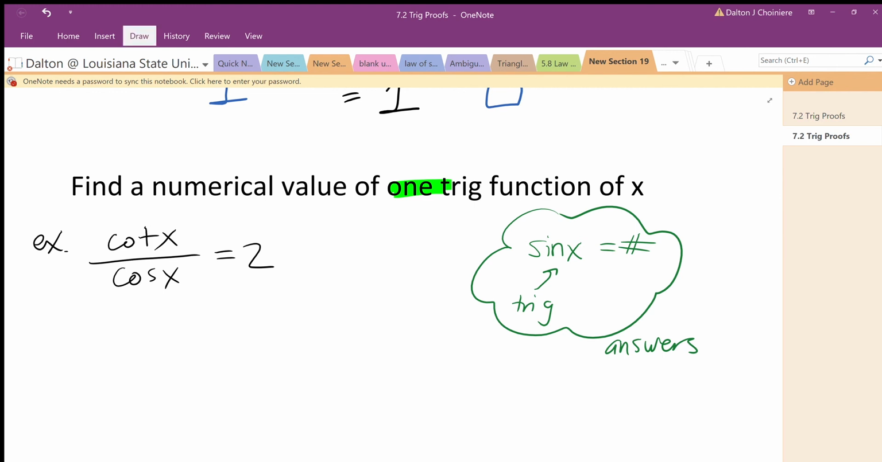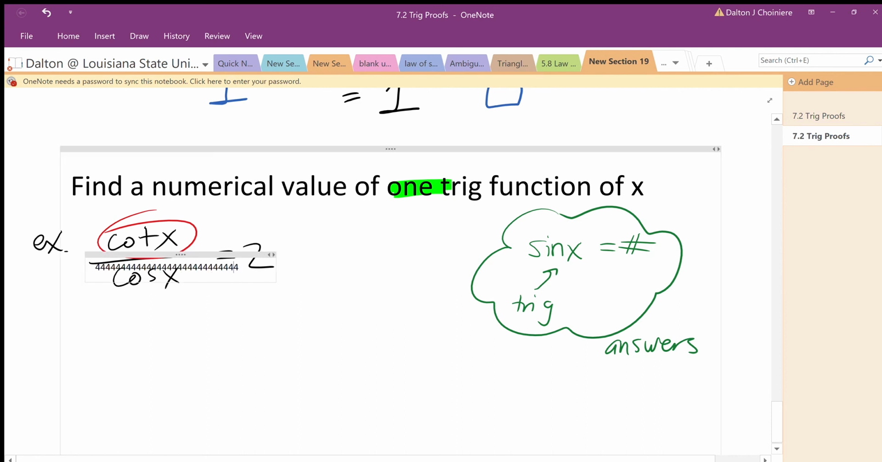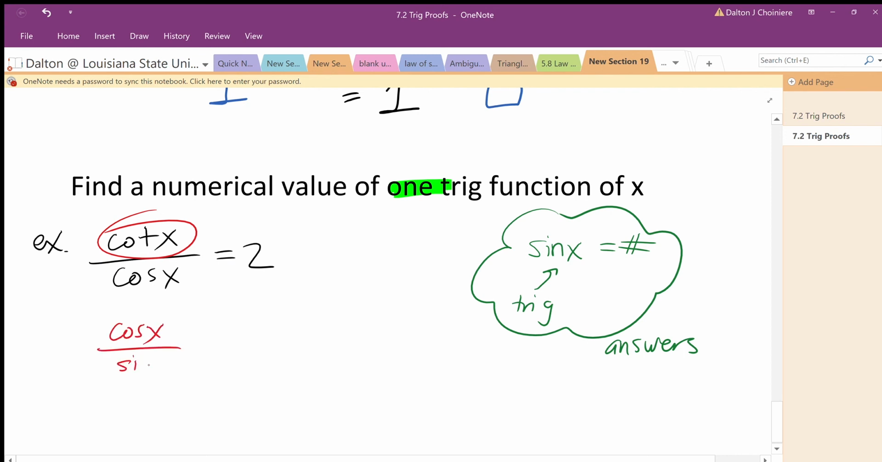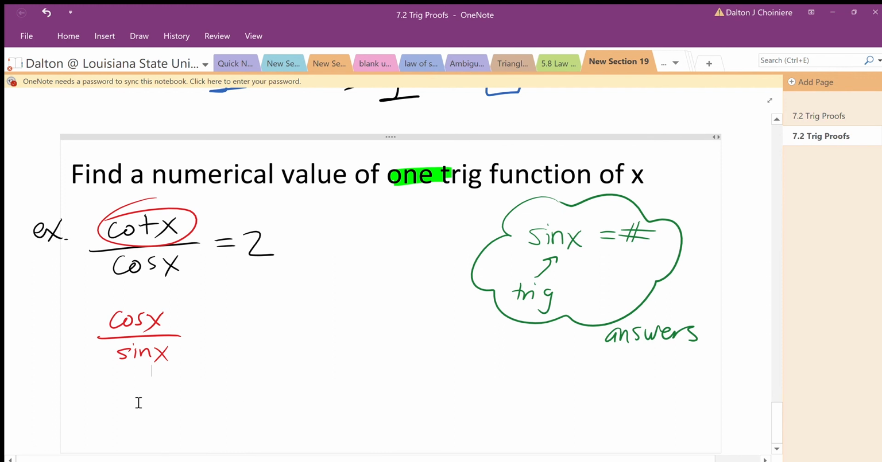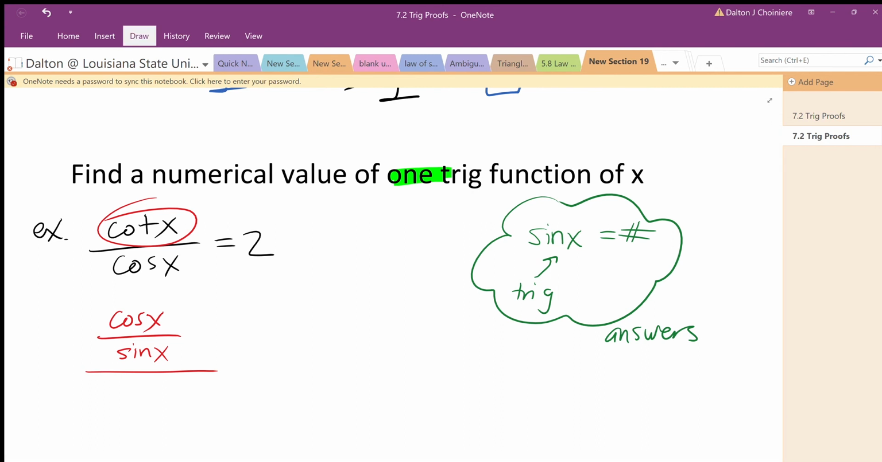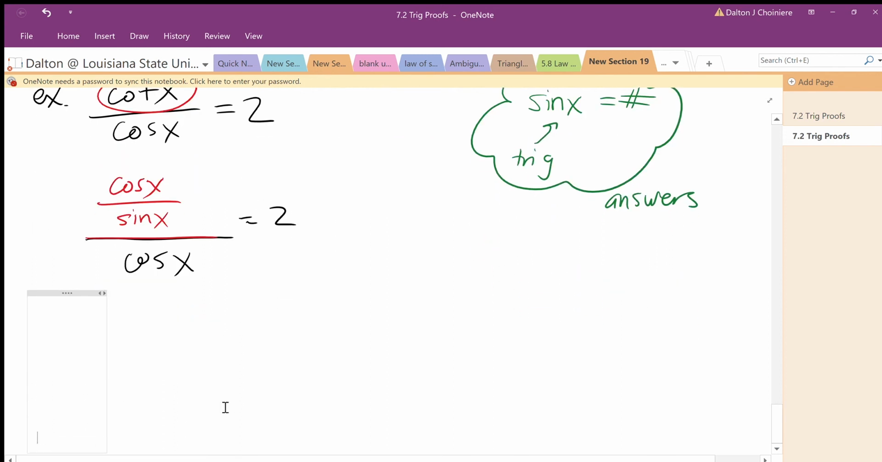Yeah, let's write everything in terms of cosine and sine. So obviously my denominator is okay. Let's rewrite my numerator. What is cotangent in terms of cosine and sine? Cotangent is equal to cosine over sine. And then all of this is going to be over cosine of x equals 2. Right, tangent is sine over cosine, so cotangent is cosine over sine.